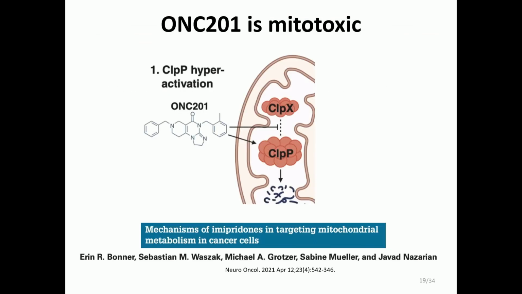And the one drug that we landed on was this drug that Sabine referred to. It's ONC201. It's an imipridone. It has several mechanisms of action, but one of its mechanisms of action is to activate this mitochondrial protease. A protease is an enzyme that chews proteins up, and this normally should be inactive in our mitochondria. But what happens when you treat the cells with this drug is you get aberrant activation of this protein, and it starts chewing up mitochondrial proteins.